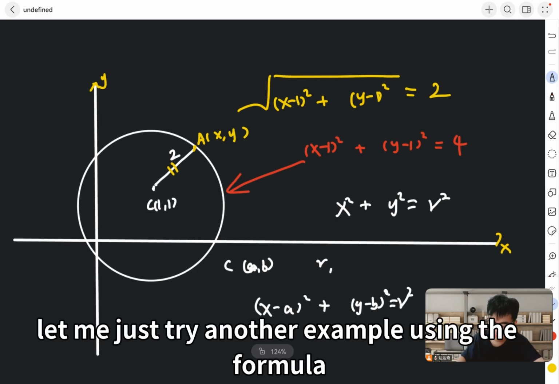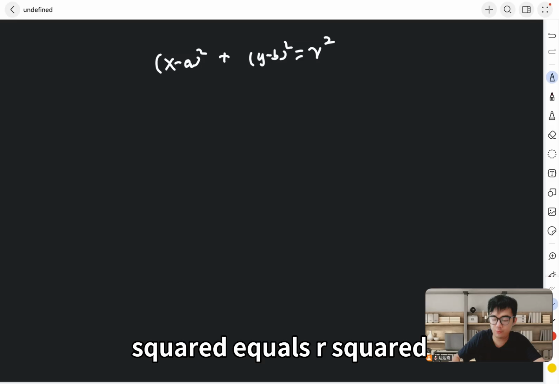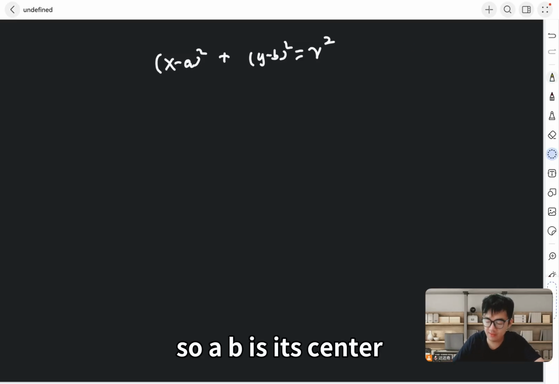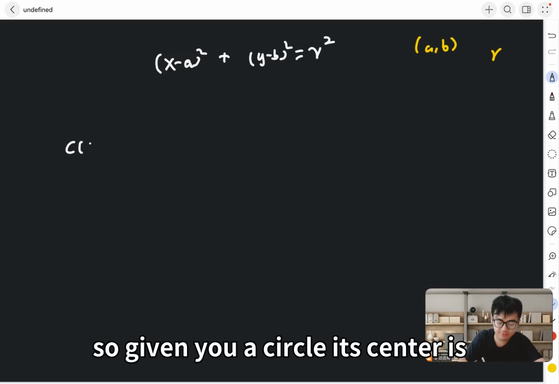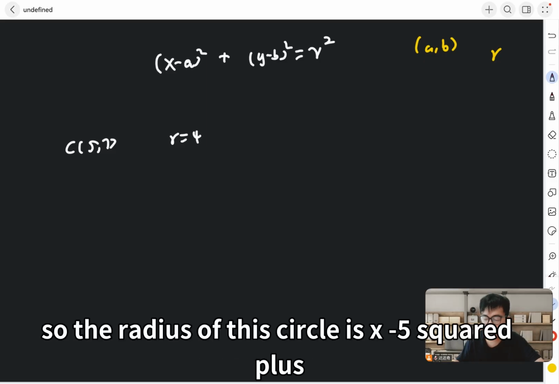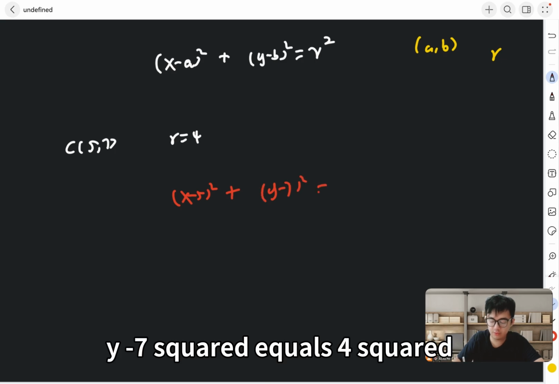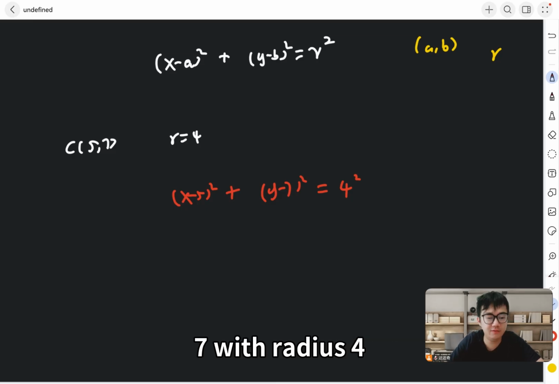Let me just try another example using the formula. You see, (x minus a) squared plus (y minus b) squared equals r squared, where (a, b) is its center and r is its radius. So given a circle whose center is (5, 7) and whose radius is 4, the equation is (x minus 5) squared plus (y minus 7) squared equals 4 squared. And it represents a circle centered at (5, 7) with radius 4.